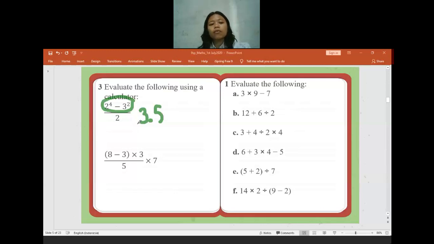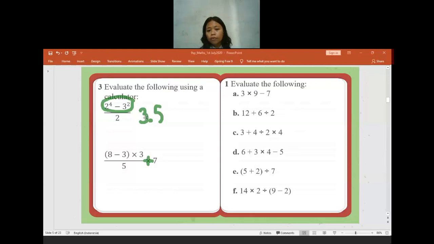Is there anyone confused about question 3A? No, teacher. Okay. For question 3B, how many will it be? 21. Oh, sorry, I made a wrong number here. Question 3B is supposed to be plus, but I wrote it as a multiplication. Sorry, I wrote the wrong number.